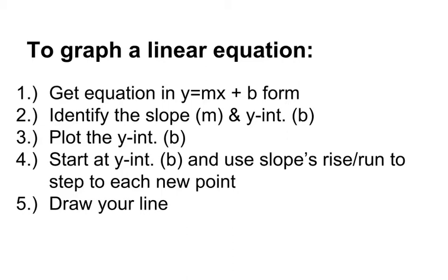3, plot the y-intercept, so plot your b value. Plot that point that's on the y-axis. 4, start at the y-intercept, so go back to that point, and use slope's rise over run to step to each new point. And then finally, draw your line through the points that you made. Alright, let's see how this works.